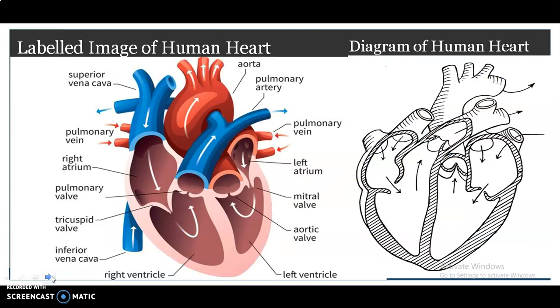This is a colored image of human heart with labeling of different parts. And during the exam, you can draw this black and white diagram of the human heart and show the pathway of blood flow. Okay. In this colored image, you can find two more additions regarding the valves, mitral valve and tricuspid valve. We will be learning about these valves in another lesson.